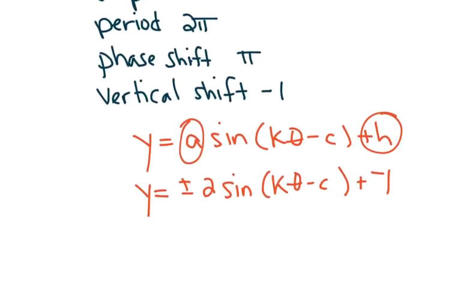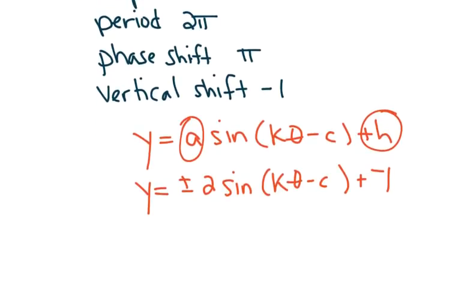Like in the last problem, the next thing you find is K. You find that by setting 2 pi over K equal to the period. You can cross-multiply this proportion, however, you may be able to figure out real fast that K is 1. So I'm going to get rid of this, and I don't really need to put a 1 there because it's implied.